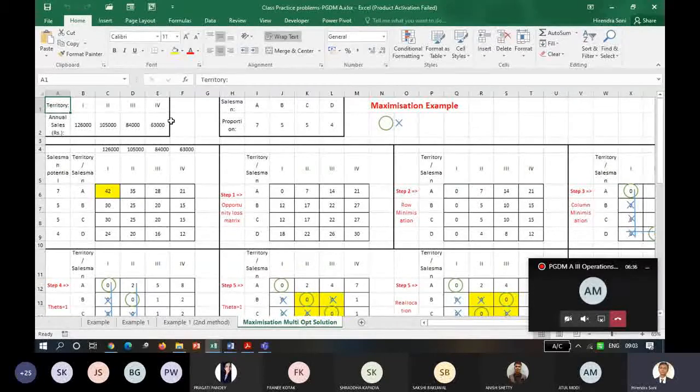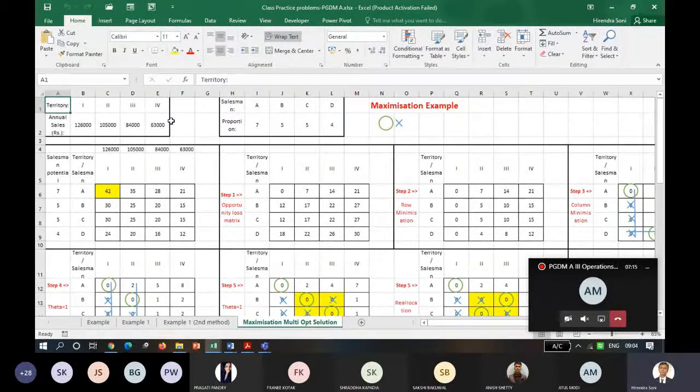This was the numerical which we did last time. The situation was there were 4 territories and you had 4 salesmen to be allocated there. All the salesmen had different capabilities, and their capabilities were provided in terms of proportion. At the same time, they had 4 territories and all the territories were having different sales potential. So based on that, we were supposed to allocate the salesmen to various territories.